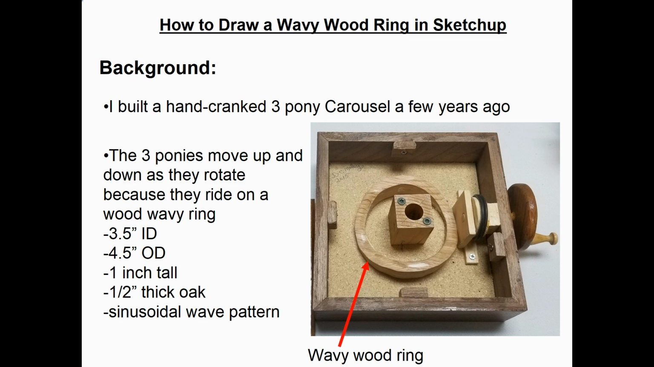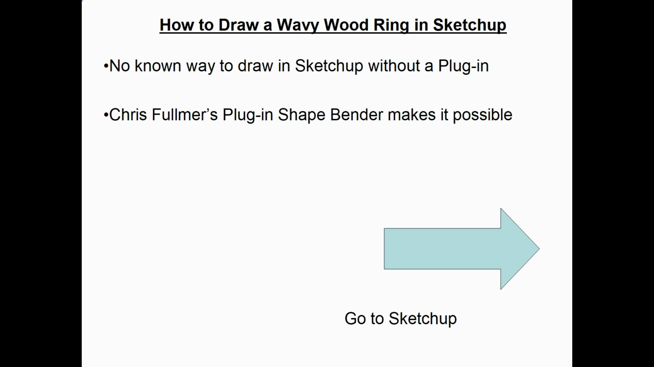Now that ring has a 3.5 inch ID, 4.5 inch OD, it's 1 inch tall. It's made out of 1/2 inch thick oak, and it has a sinusoidal or curvy type wave pattern on it. Now I don't know any way of drawing this in SketchUp without using some type of plugin. Fortunately, a gentleman by the name of Fullmer developed a plugin he calls Shapebender, and it makes it possible to draw this very unusual shape. So let's go into SketchUp and see how to do it.